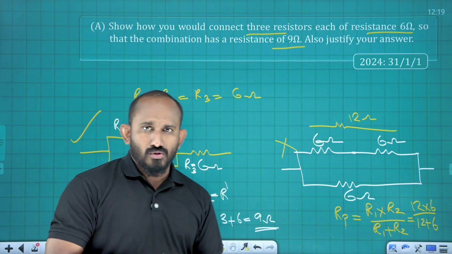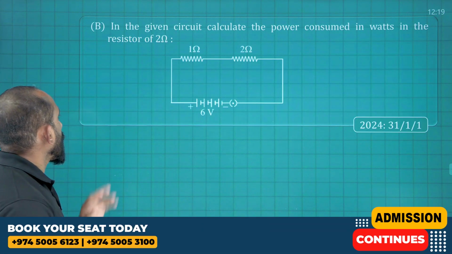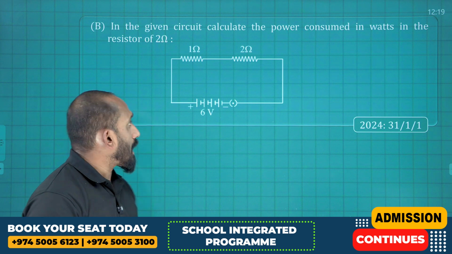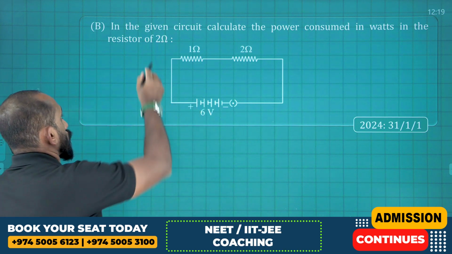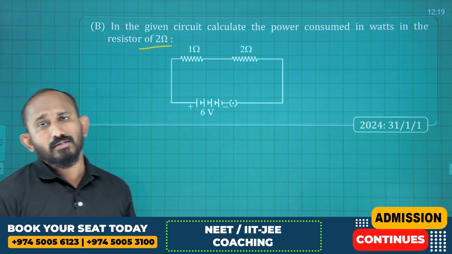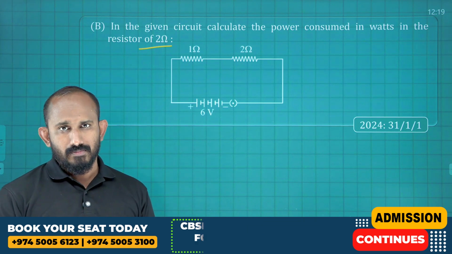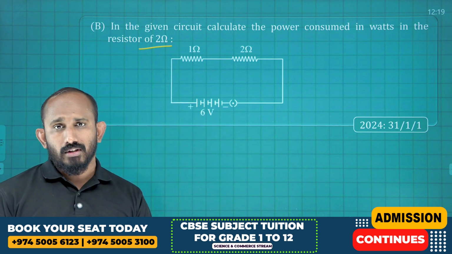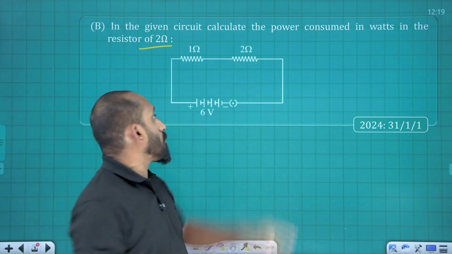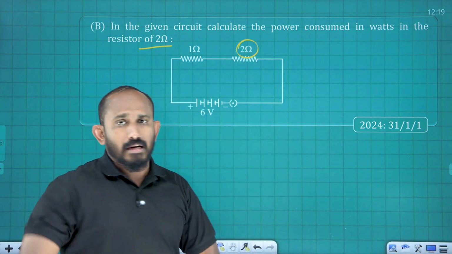Here we go for the next question. In the given circuit, calculate the power consumed in watts in the resistor of 2 ohm. In the 2 ohm resistor, what is the power consumed? So 1 ohm and 2 ohm are in continuous series with a 6 volt battery. What is the power consumed in 2 ohm is the question.